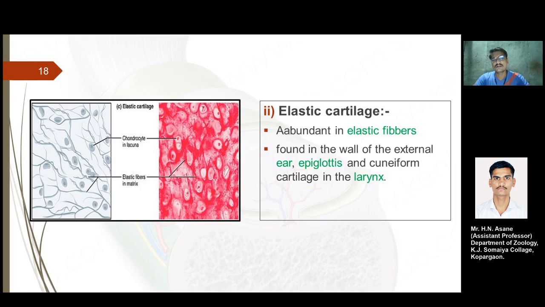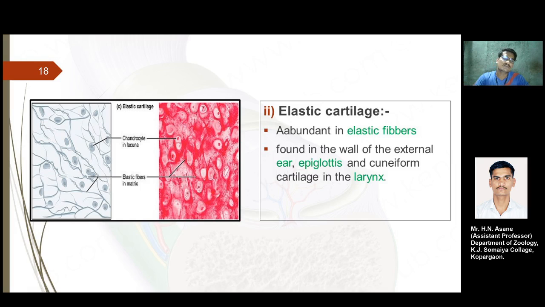The cuneiform cartilages are another type of elastic cartilage, which is seen in your larynx. Larynx means where the two tubes are divided, and one tube is connected with one lung, and you know that we have one pair of lungs. The larynx is over there.